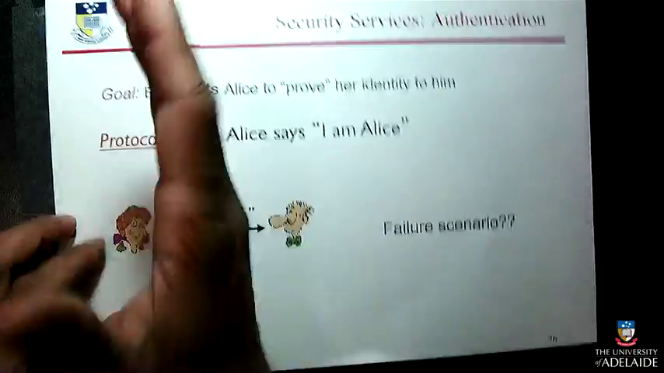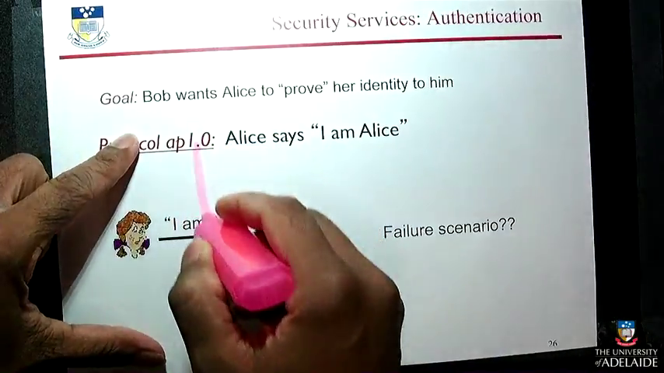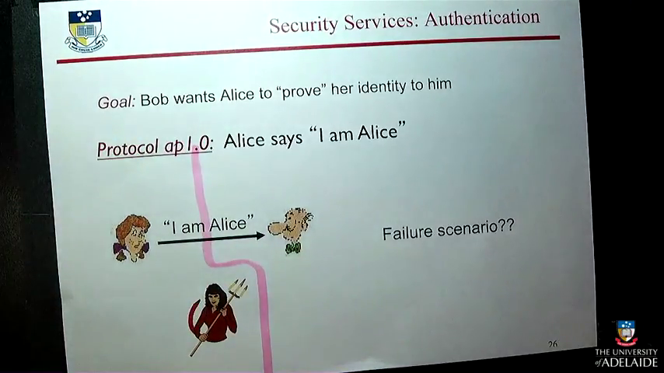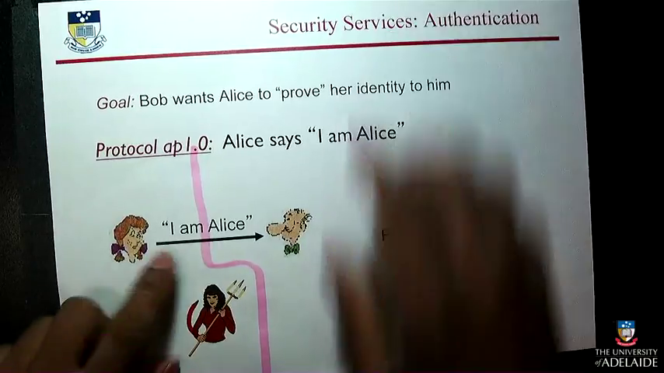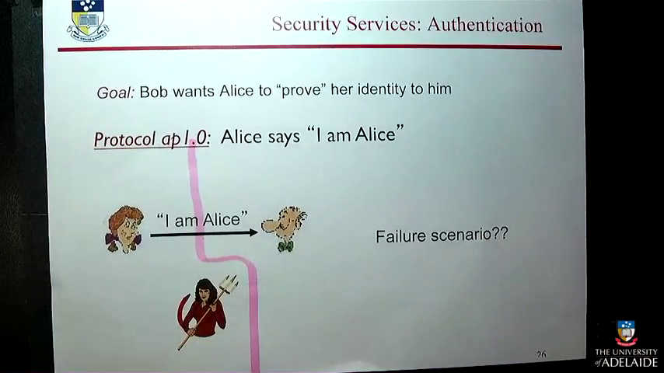Sorry. Imagine that they can't see each other. Just imagine there's a wall, okay? Bob can't see Alice. Bob is in Japan, Alice is in Madagascar. Can't see each other. Trudy can just say, I'm Alice, right? Very easy to fool.